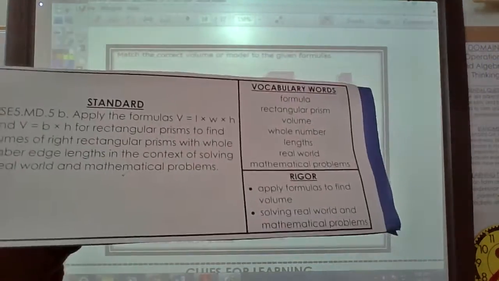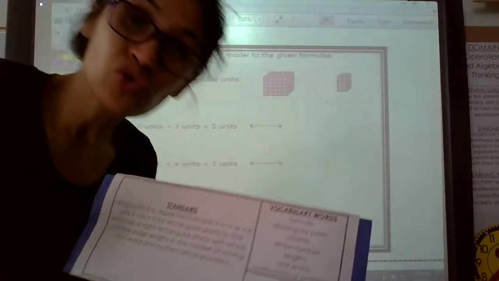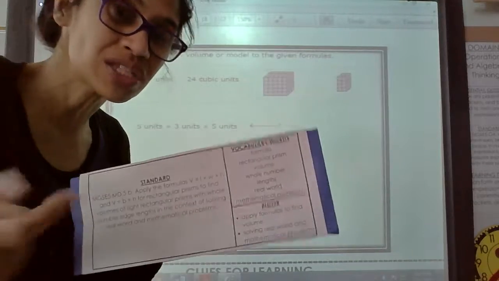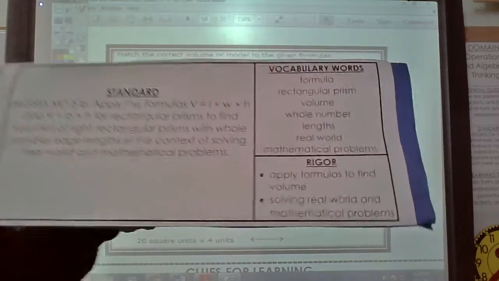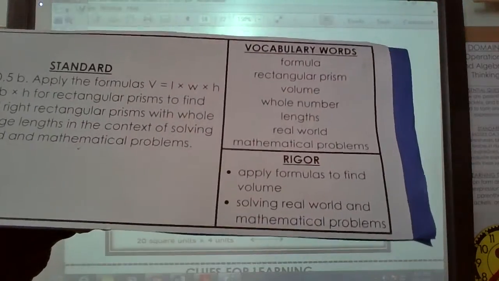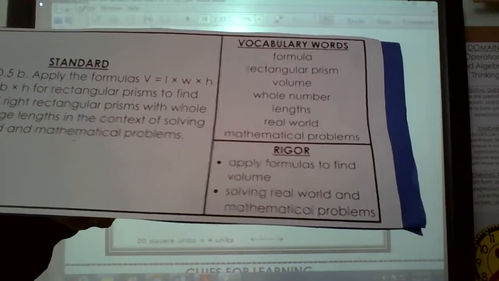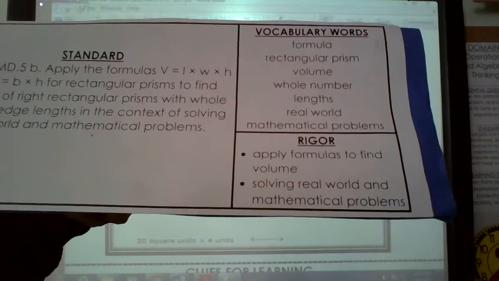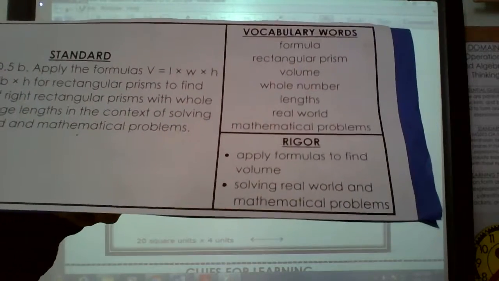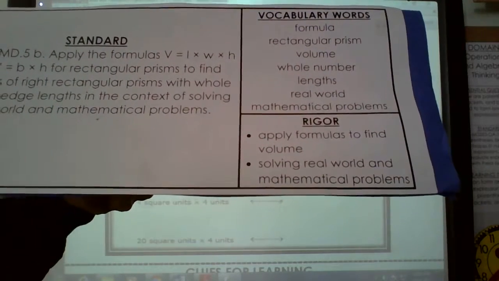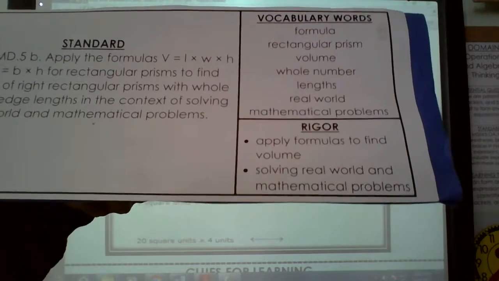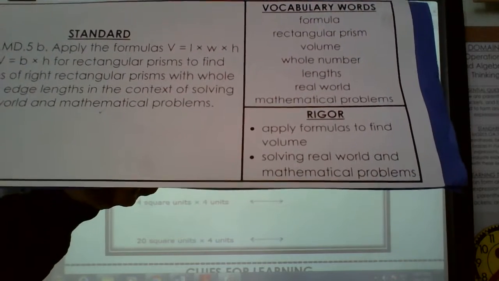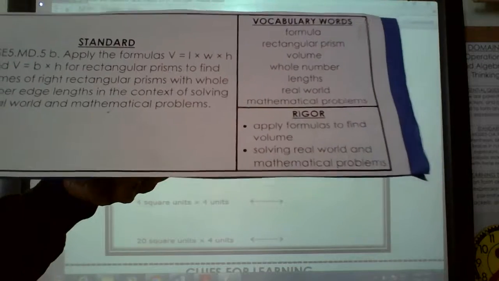Here are some vocabulary words. You should know these words. Remember, you can write these also in your journal. Use the highlighter to highlight any keywords you have. We have formula, rectangular prism, volume, whole number, lengths, real world, mathematical problems. Our rigor, our challenge for the week, is to apply formulas to find volume, solving real world and mathematical problems.